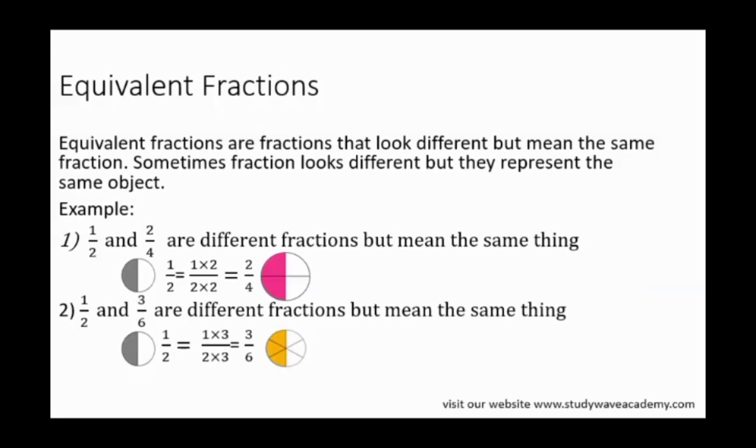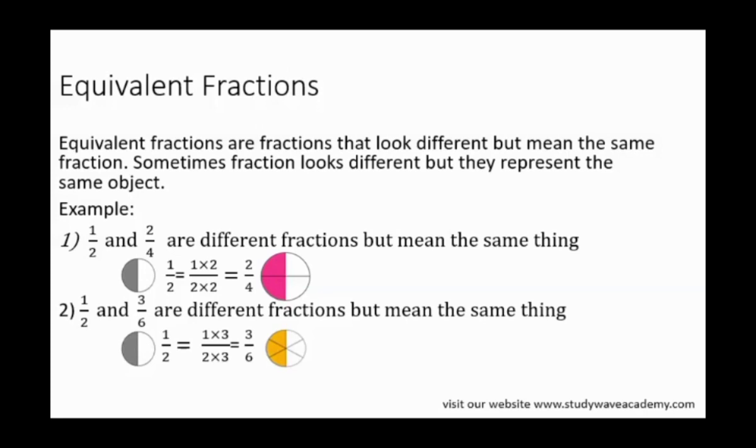Sometimes fractions look different, but they represent the same object. Okay, when you have a fraction, numerator on top and the denominator at the bottom, you can multiply the fraction with any number of your choice, as long as when you multiply with any number, it must be the same with the denominator. That is how we make the equivalent fraction work.